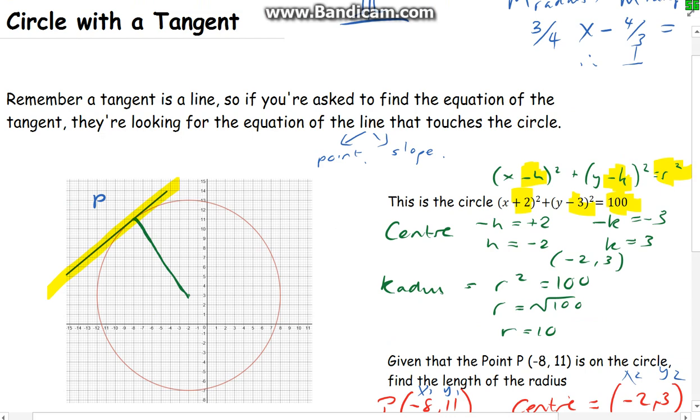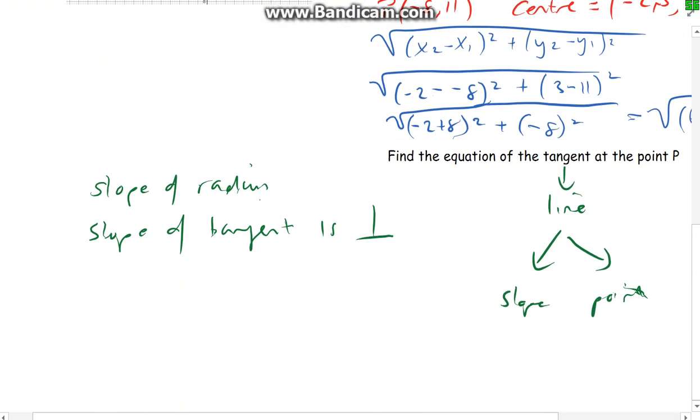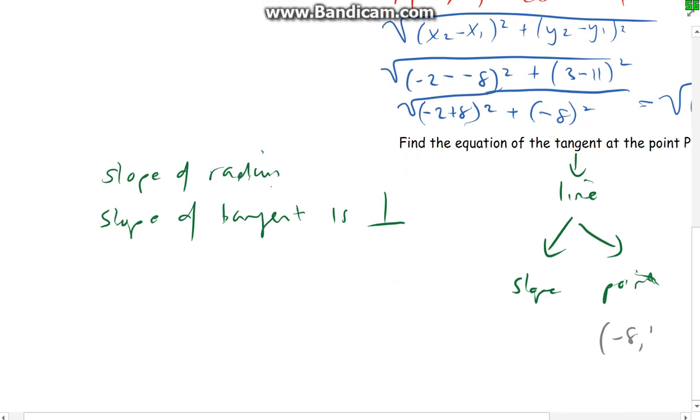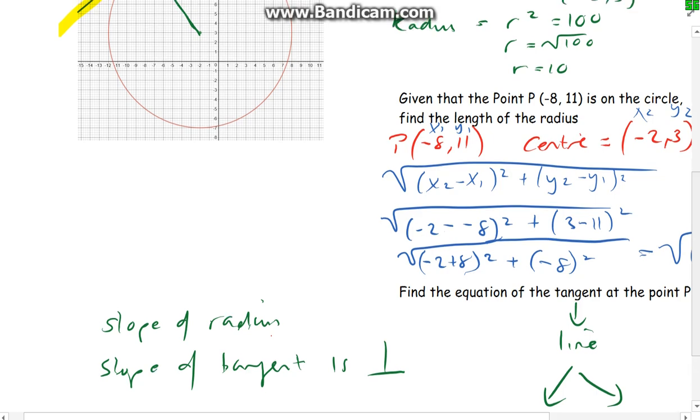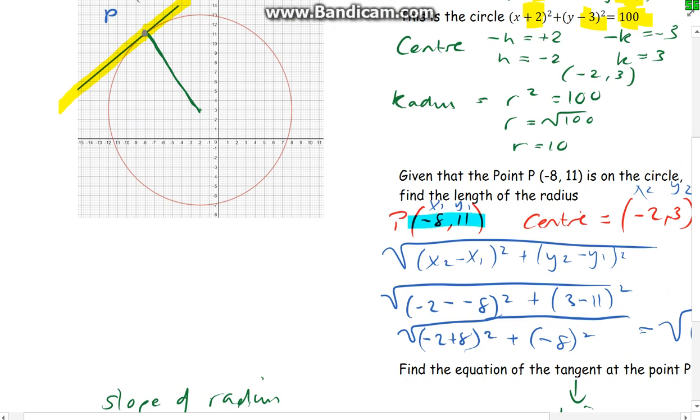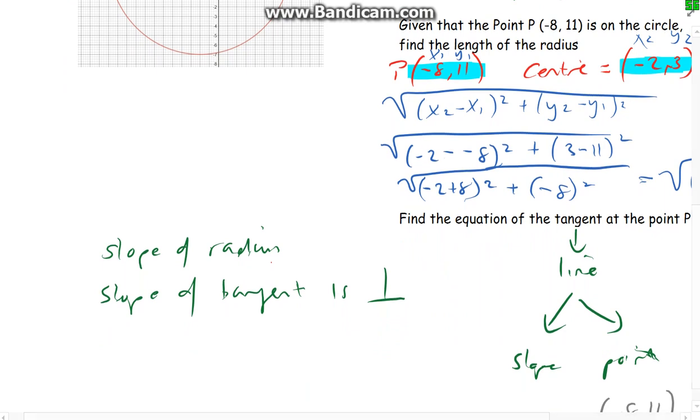So they're asking us to find the equation of this line. We know the point because we have one point here. You know that this point is minus 8, 11, but you don't know the slope. So you have to find the slope, and tangents we know are perpendicular. So we can find the slope of the radius, using these points here, because those are our radius points.